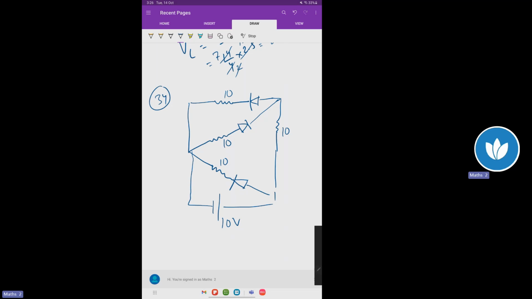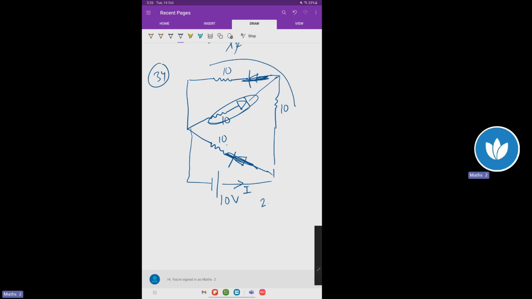In a given circuit, the current through the battery I. So this diode is in forward condition, so short circuit this diode. And this is in reverse bias, so remove this wire. This will be in open circuit condition, and this is again short circuit condition. So 10 and 10 are in series. This becomes 20. 20 and 10 are in parallel. Net resistance is 20 by 3, and I is V by R, 1.5.